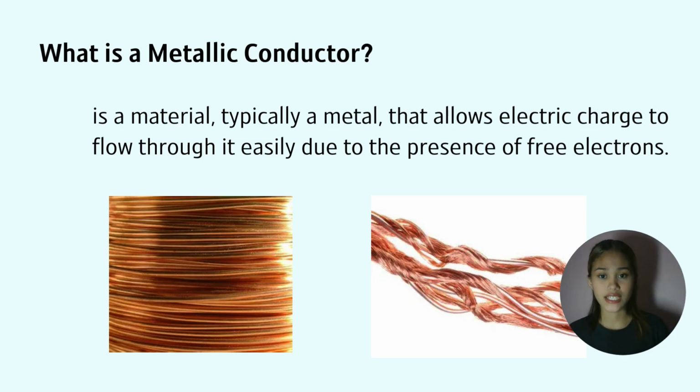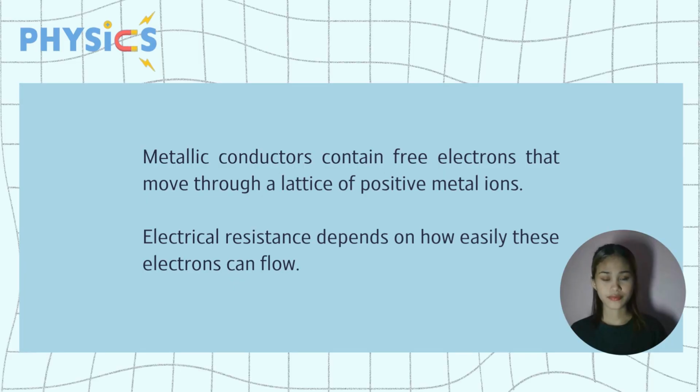Now, what is a metallic conductor? It is a material, typically a metal, that allows electric charge to flow through it easily due to the presence of free electrons. Metallic conductors contain free electrons that move through a lattice of positive metal ions. Electrical resistance depends on how easily these electrons can flow.